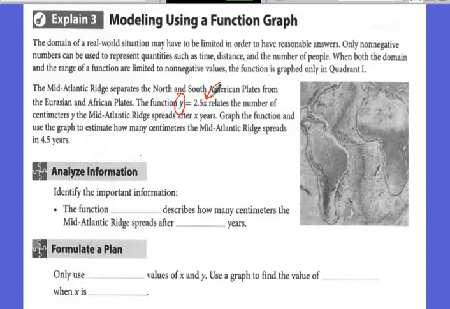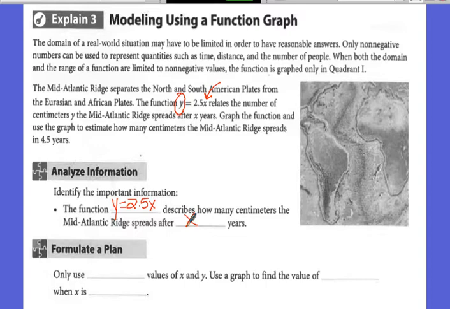So first we're going to analyze the information and look at the important information. We're just looking at exactly what the function is in this case. So the function y equals 2.5 times x describes how many centimeters the Mid-Atlantic Ridge spreads after x amount of years. Again, that's what we stated up above. So that function tells me in this many years, it spreads this much.